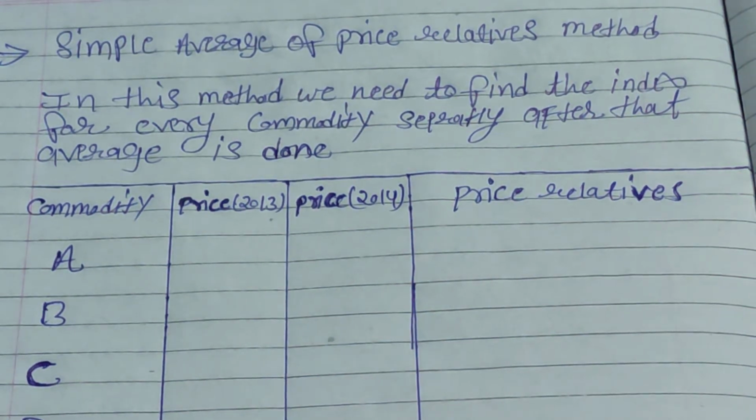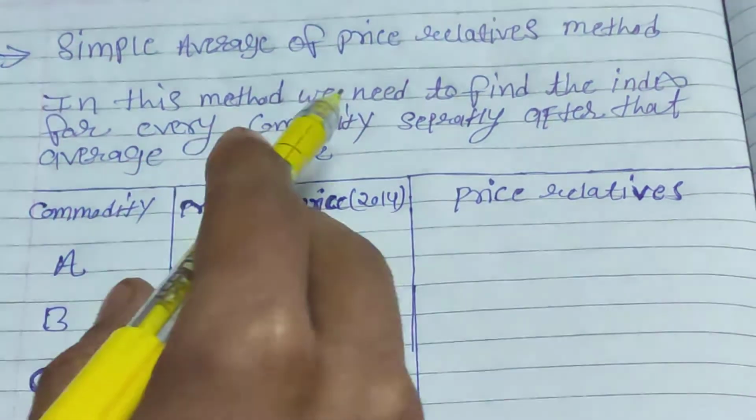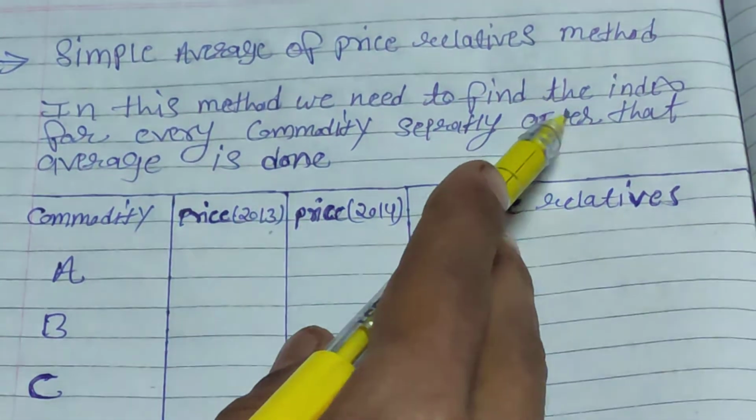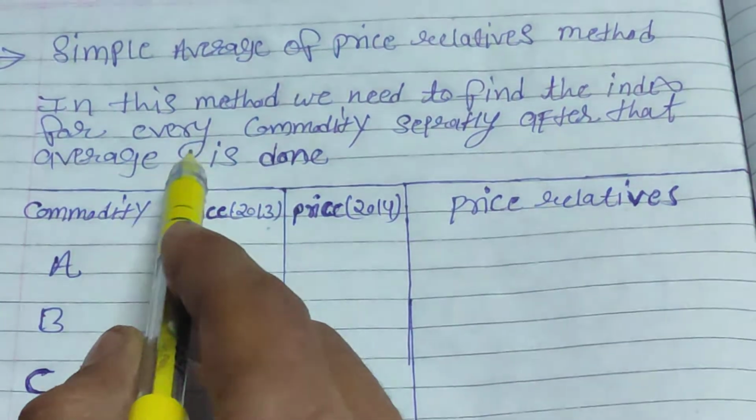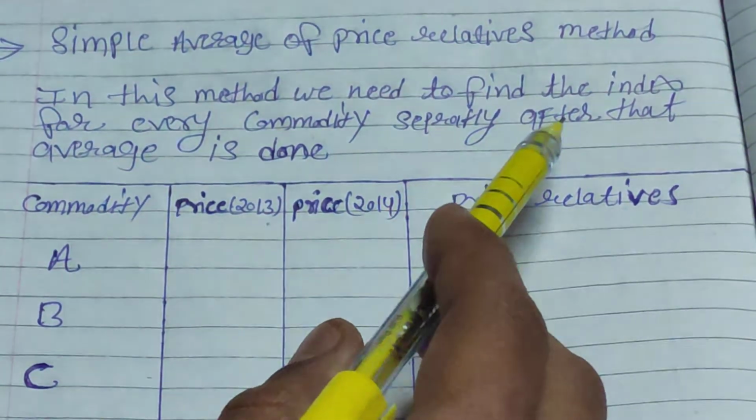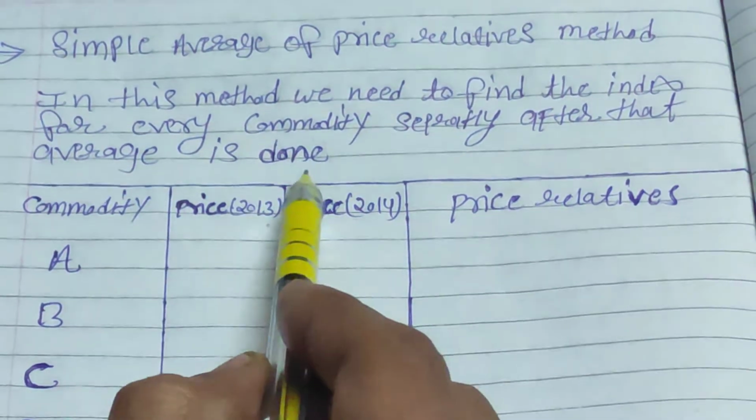Today we are going to solve a numerical question of index number by using the simple average of price relative method. In this method we need to find the index for every commodity separately. After that, the average is taken.